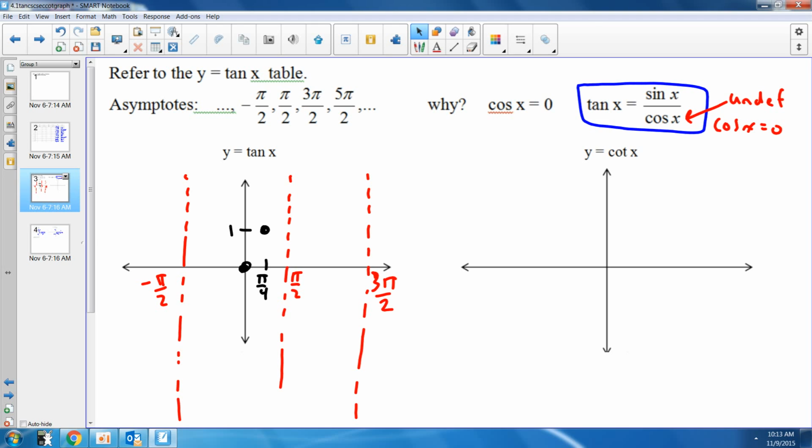I could also know that the tangent of negative pi over 4 is the same thing as tangent 7 pi over 4. And that's going to equal negative 1.